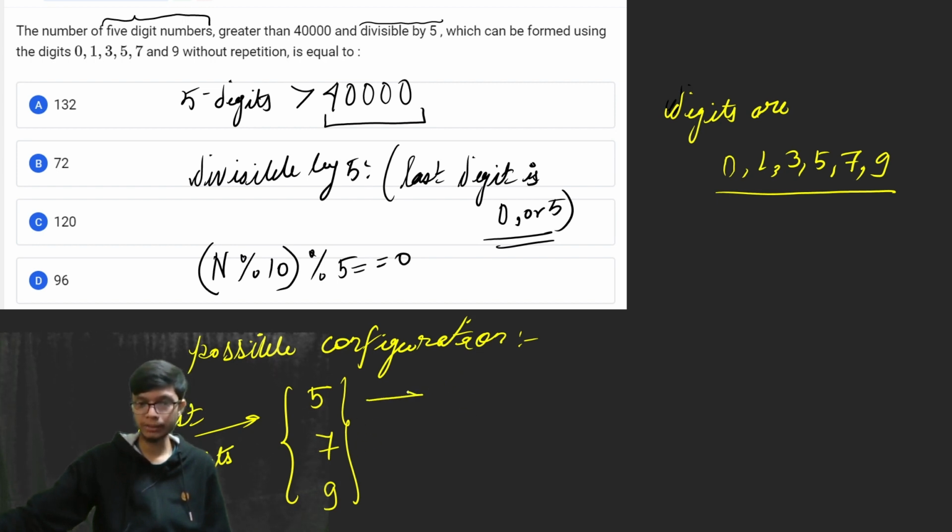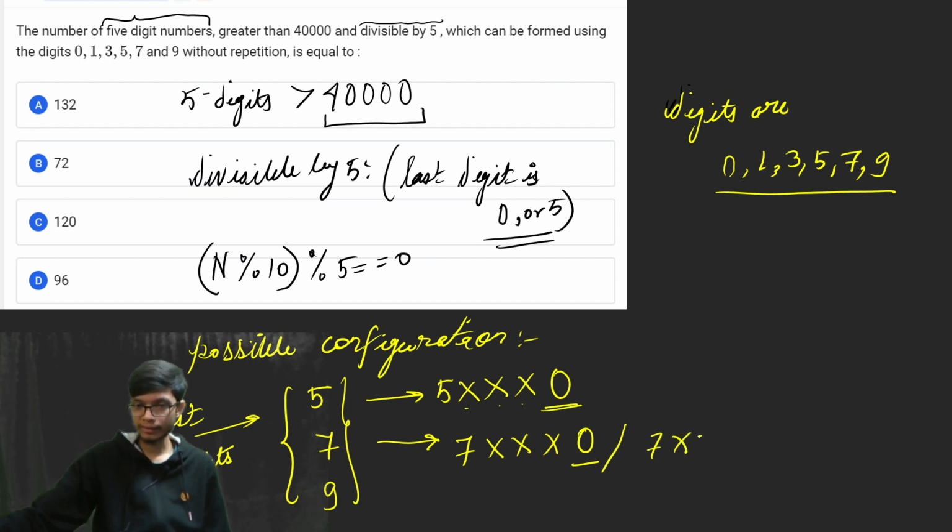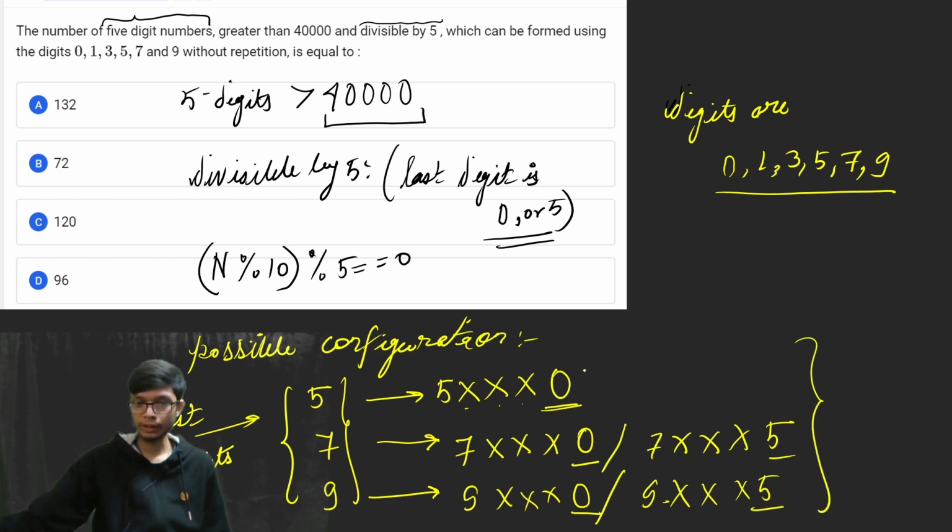Now the configuration of the numbers will be like this: there will be 5 at the first place, then some digits in the middle, and there must be 0 at the end. Similarly, for 7 as the first digit, there will be a configuration with 0 at the end, or a configuration with 5 at the end. Similarly for 9, there are possible configurations with last digit 0, and with last digit 5. So we can count that there are a total of 5 possible configurations which are actually allowed.